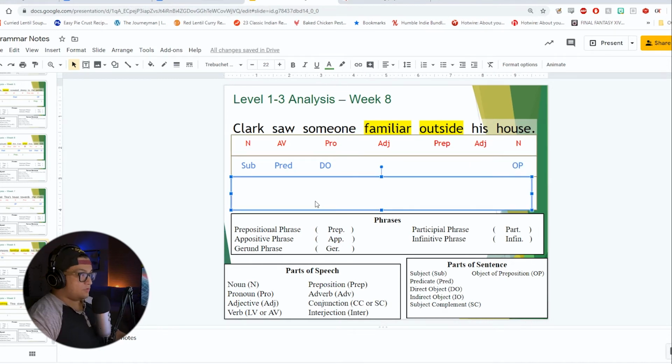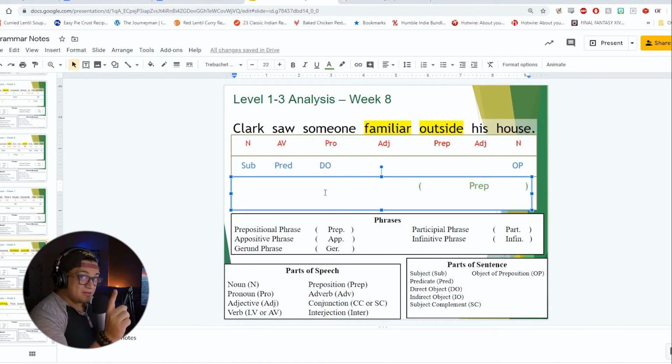There you go. For the phrases, there's only one single phrase, and it's a very familiar type of phrase. Starts with a prep, ends with OP. It is the prepositional phrase. You just connect whatever is in the middle, and then you got it. That is week 8.